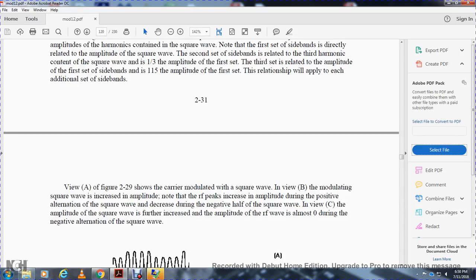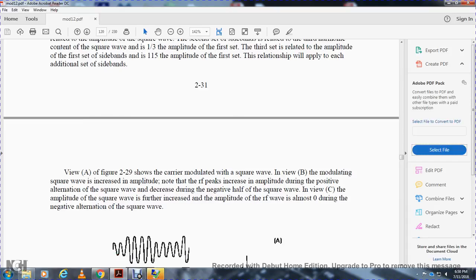View A of figure 229 shows the carrier modulated with the square wave. View B shows the modulating square wave. Note the radio frequency peaks increase in amplitude during the positive alternation of the square wave and decrease during the negative half of the square wave. And view C, with the greater amplitude of the square wave, further increases the amplitude of the radio frequency wave, with almost zero during the negative alternation of the square wave.